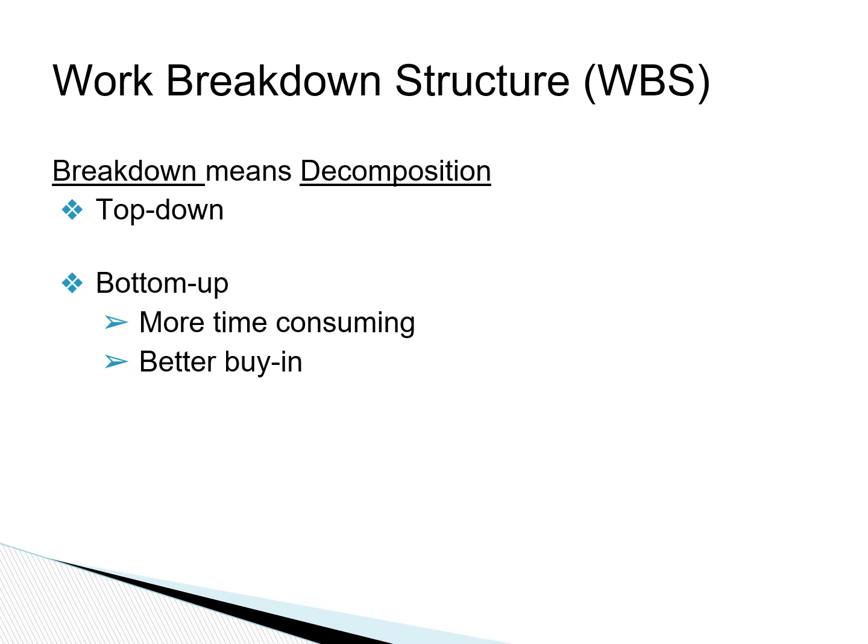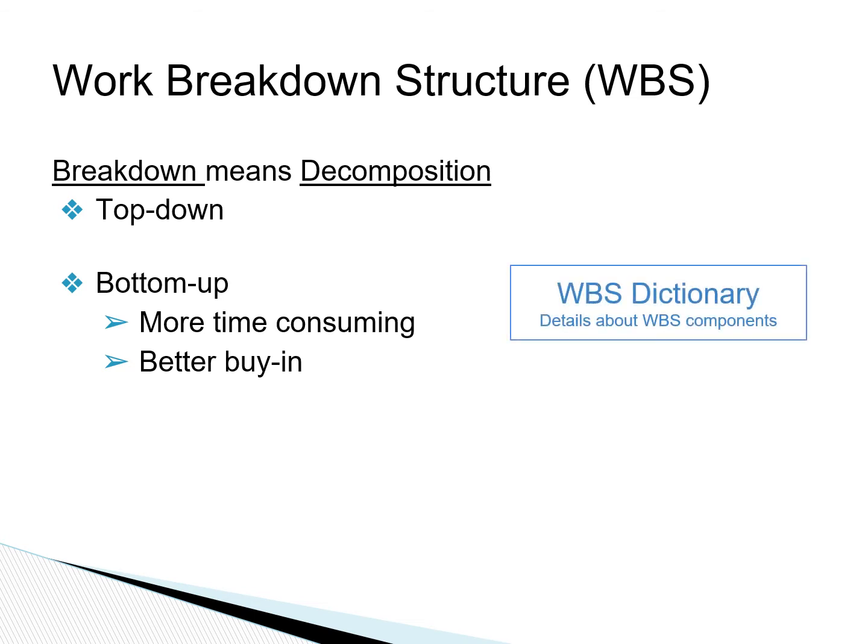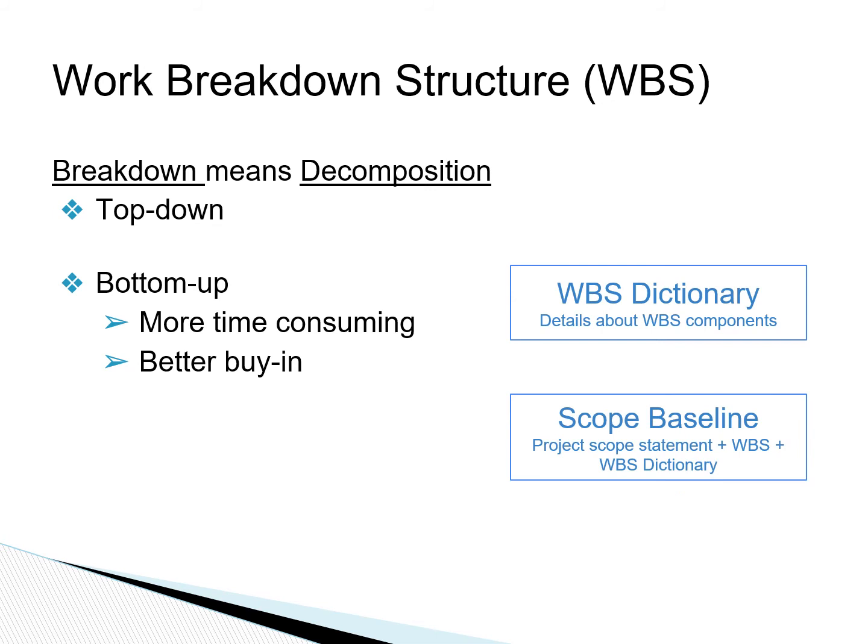Regardless of which method we use, the component of the WBS is called a WBS dictionary, which will include the details for each of those components. The scope statement, which we discussed in the previous chapter, along with the WBS and its dictionary, will then serve as the scope baseline for the project. And again, the scope baseline will be used to control the scope during execution.